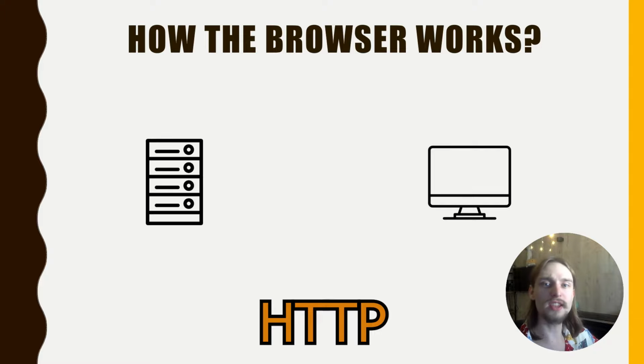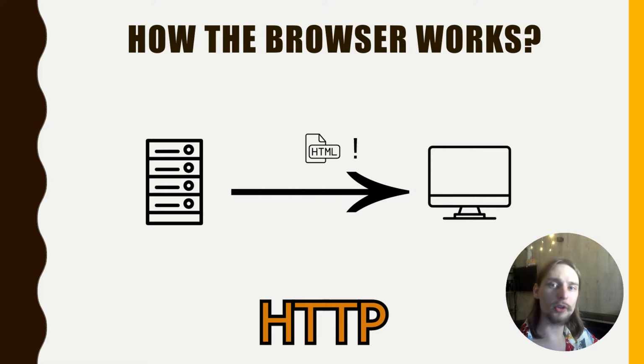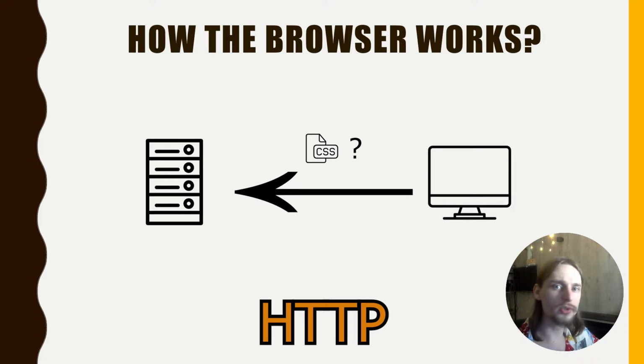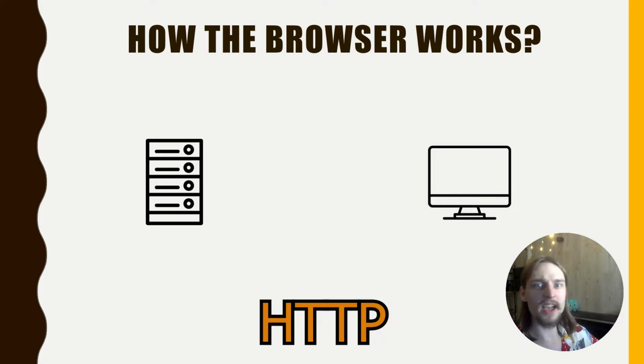HTTP works as a request-response protocol between the browser and the server. The browser sends a request to the server like, "Hey, I need the index.html file," and the server responds with the requested file. The browser can send additional requests to the server like, "Hey, I also need the style.css file," and the server responds with the requested file. This is a simplified explanation of how the HTTP protocol works.